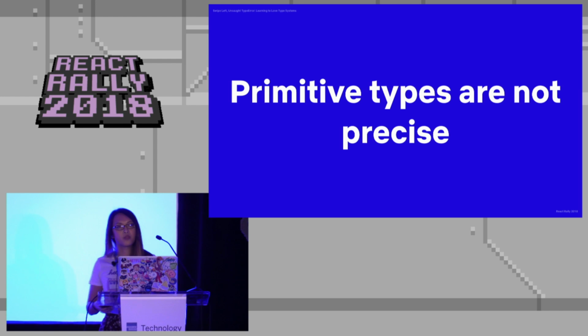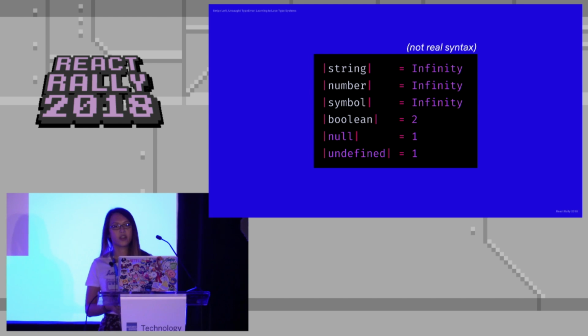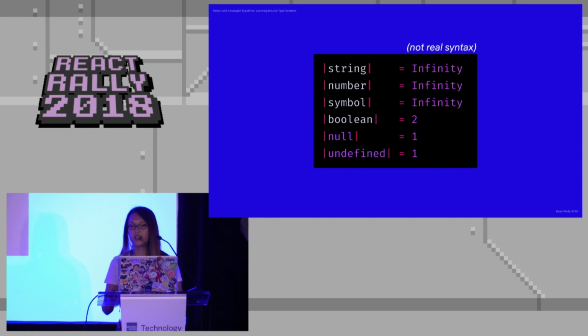So what I mean by this is that primitive types are often not precise. So let's look at the cardinality of all the primitive types we have in JavaScript. The only types with finite cardinality are Boolean, null, and undefined. And unless you like pain, you probably don't want to write a program just using those types.